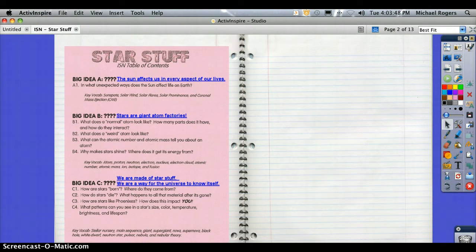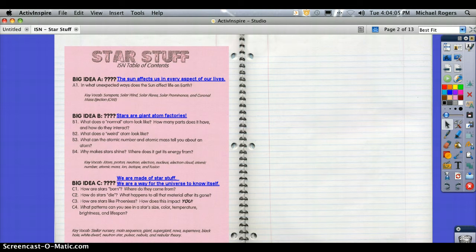Rogers, and we're going to be doing a quick review of your ISN for star stuff for folks that are looking to get a little bit of extra insight into how to build up their ISN pages. So we're just going to go through the pages. Hopefully this is helpful to you and you can get something out of it.